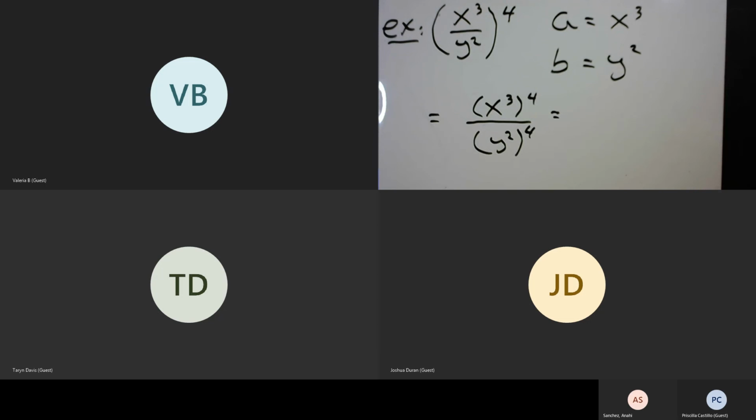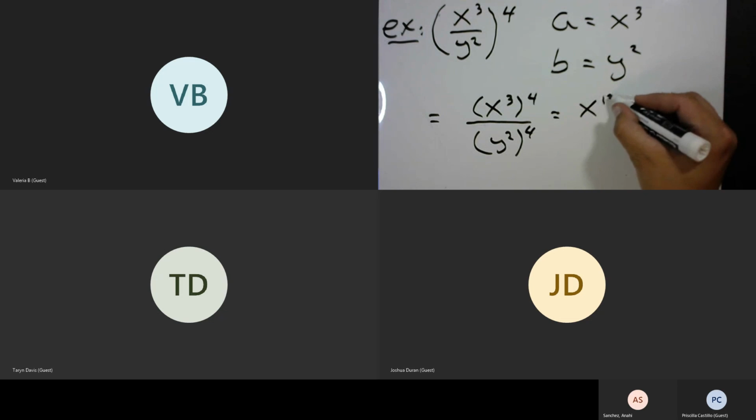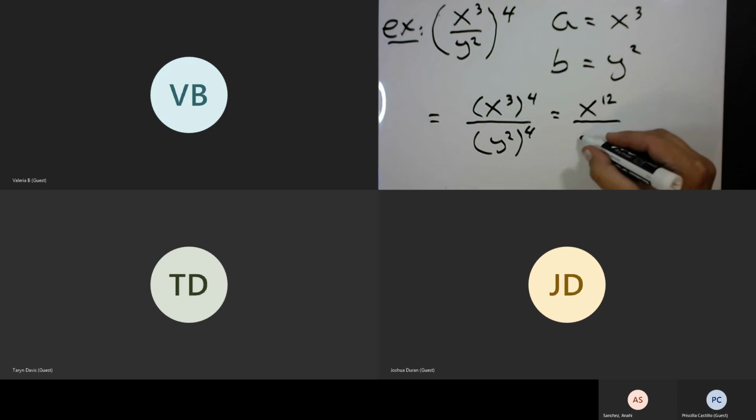And so if we use our power rule, we'll get 4 times 3, which is x to the 12. And then 2 times 4 is y to the 8. And that's going to be our answer. Any questions about that?